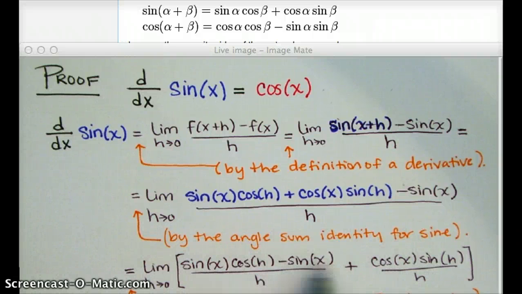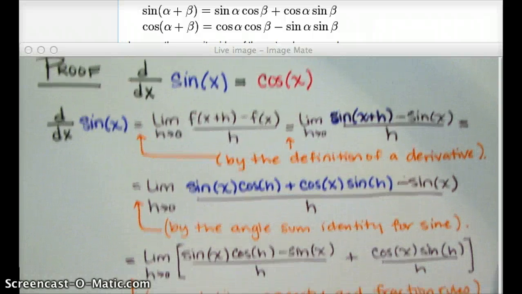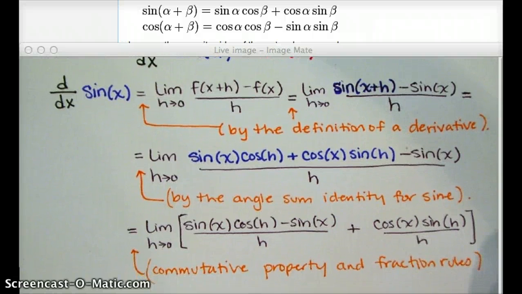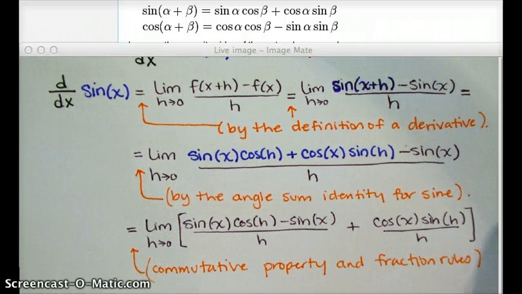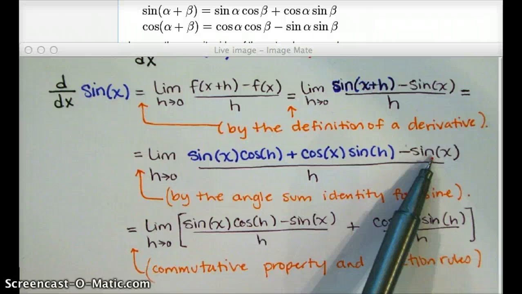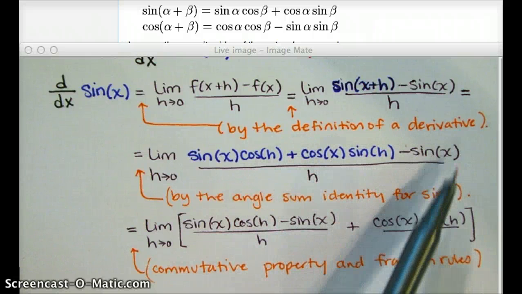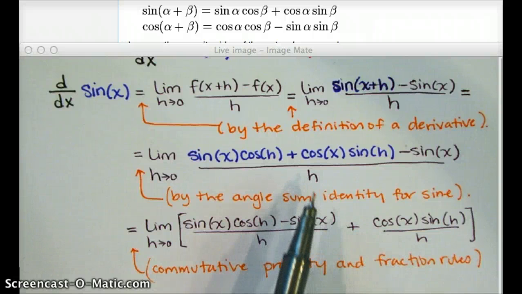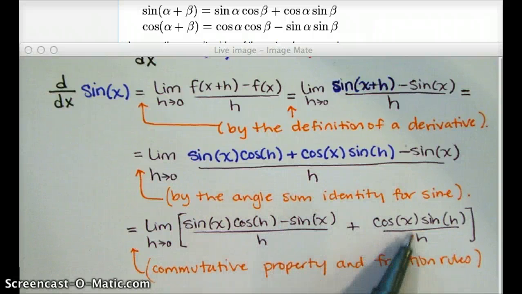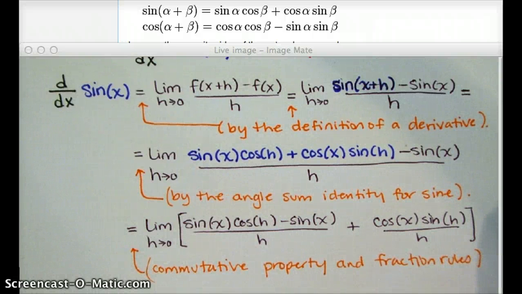Take a moment to convince yourself that this really does equal what we had above. And if I had to explain how I got this, I would say it's the commutative property, which is just the property that allows you to rearrange terms. And I basically just switched the order of these two terms. And then fraction rules, which allow me to write a single fraction as the sum of two fractions that have the same denominator. Now, we're getting closer and closer to good news.